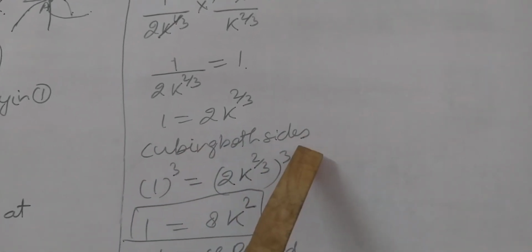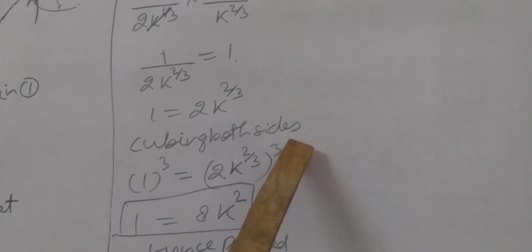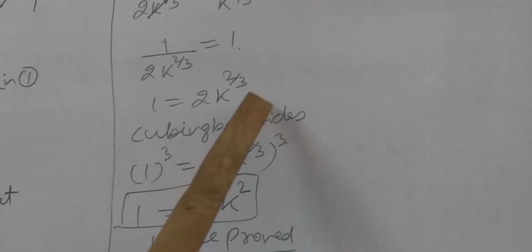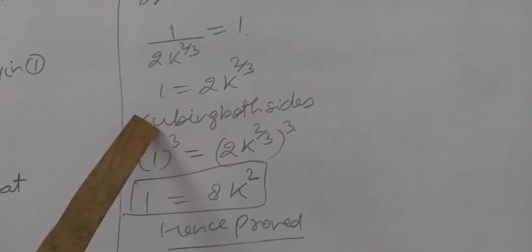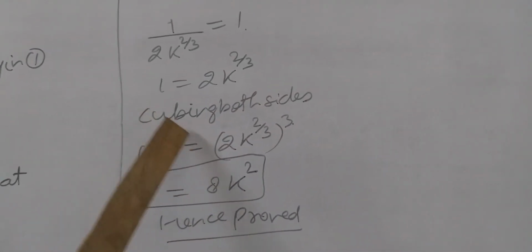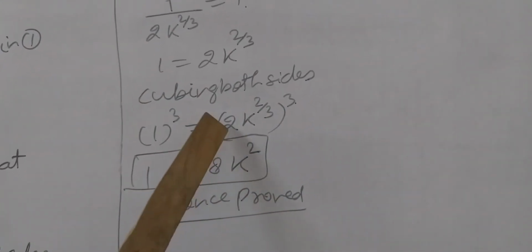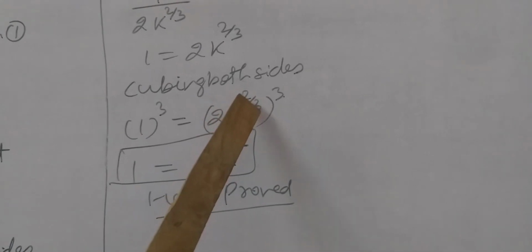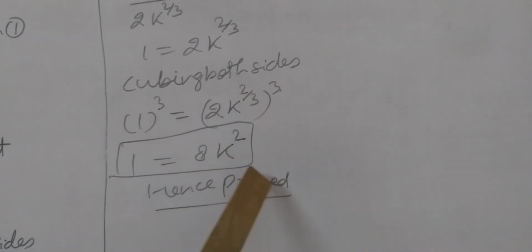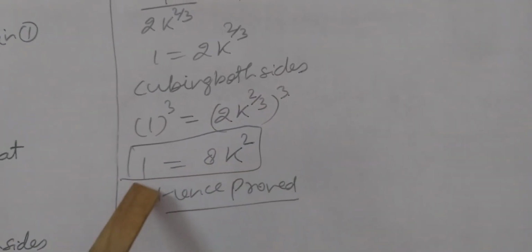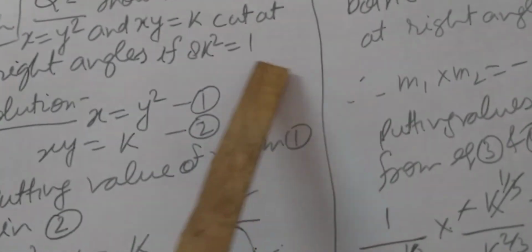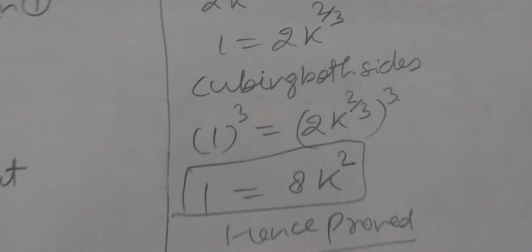Cubing both sides to remove this cube root. When we cube both sides, it will be 1 cube equals 2 cube into (k to the power 2 by 3) cube. So 1 equals 2 cube, which is 8, and the 3 will be cancelled here, student. So it will become k square. So 1 equals 8k square, and this we had to prove, student. Okay, students.